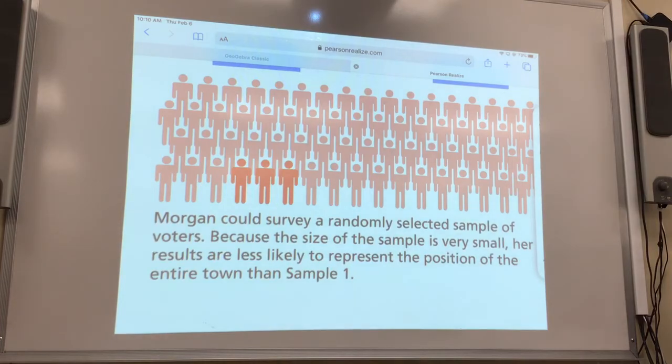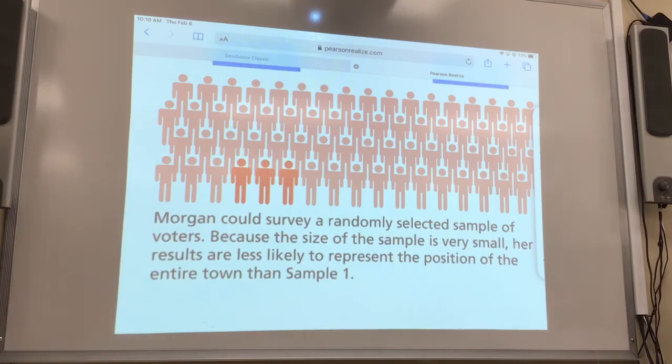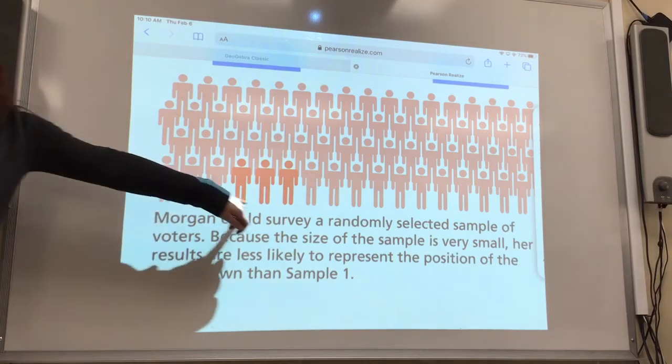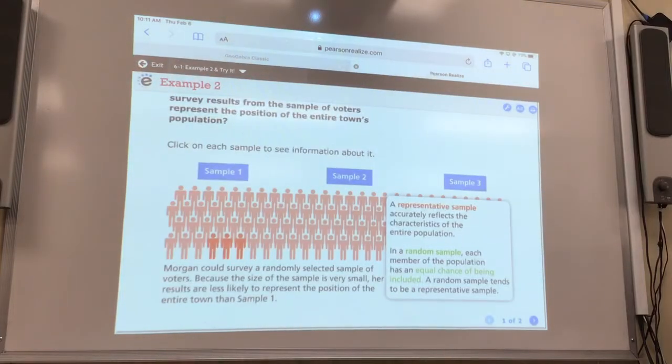Since her sample is so small, I'm troubling with my words, people. Her results are less likely to represent the population because it's way too small of a sample. Okay, so the size of the sample is going to matter whether it's representative or not. All right, questions?